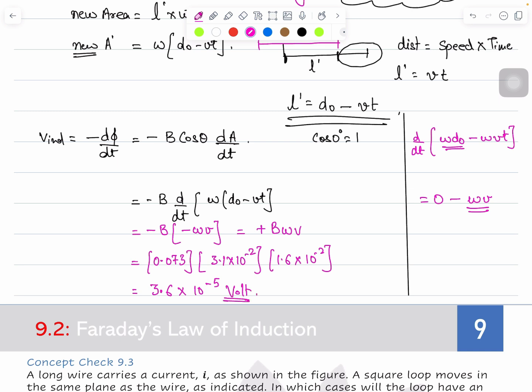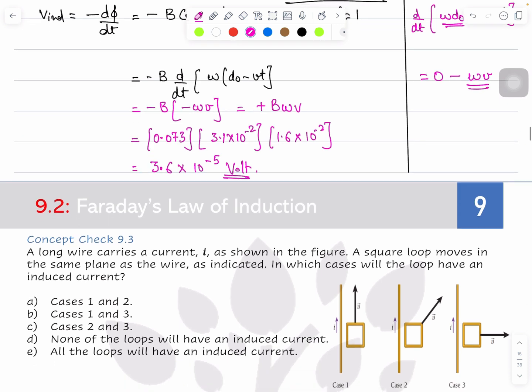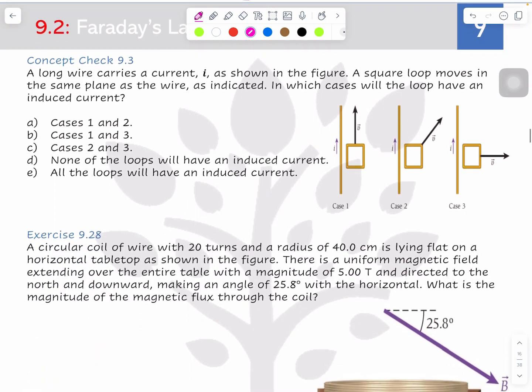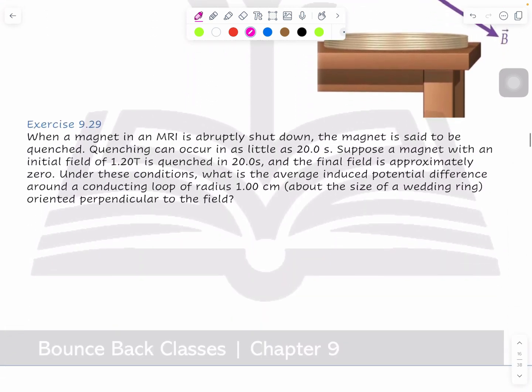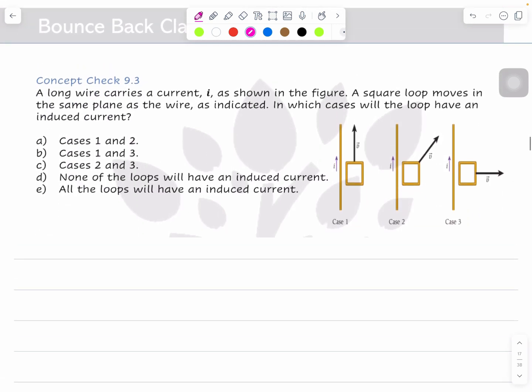Fine? Clear? So this is your solution for this question, and the major learning is how, whenever it changes, everything is working. Clear, guys? Now move to the next question. Now we have the next question that depends upon the Faraday law of induction, 9.3. I already separated them. These are the three questions I'm going to cover.